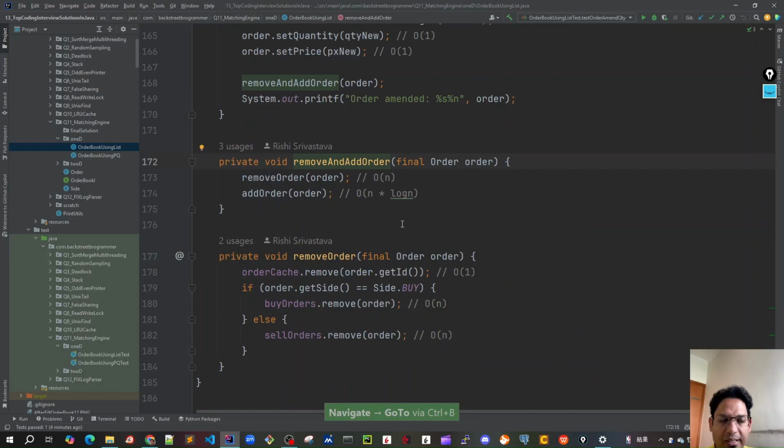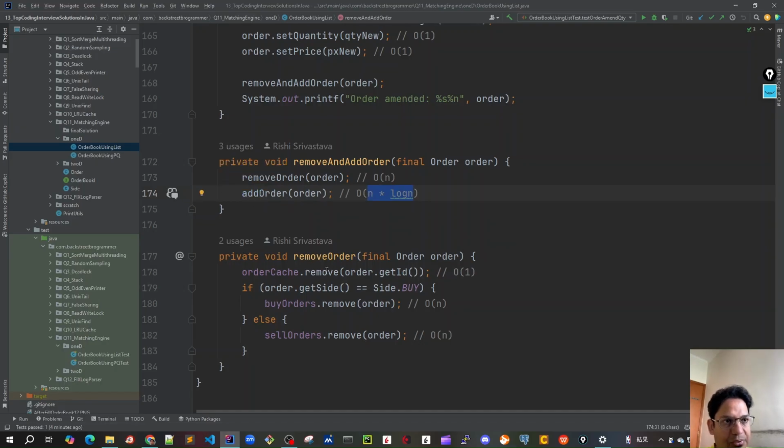So remove order is straightforward. First of all, you have to remove it from our order cache as well as the linked list of buy orders and sell orders, which is O(n). And then when we add it back, as we mentioned, we also have to do sorting, right? If the matching doesn't happen and we have some residual quantity left, then we have to sort it as well. And sorting always takes n log n.